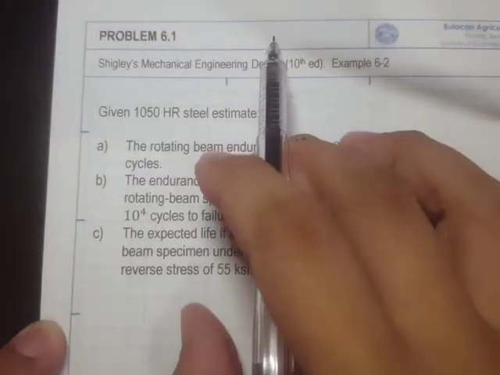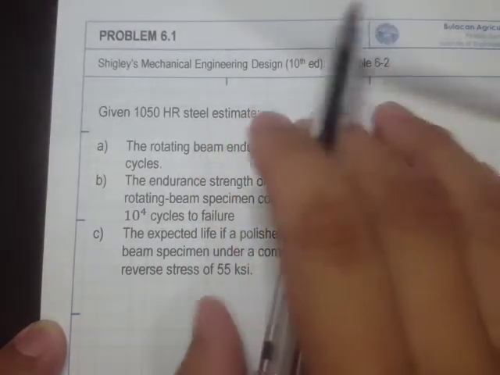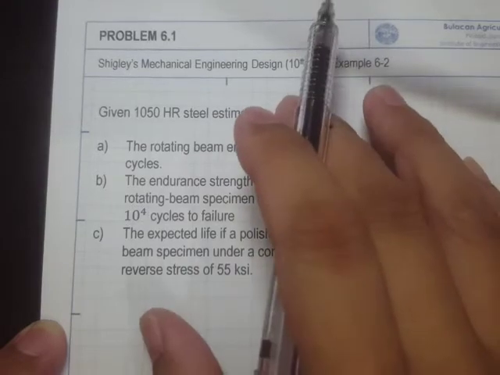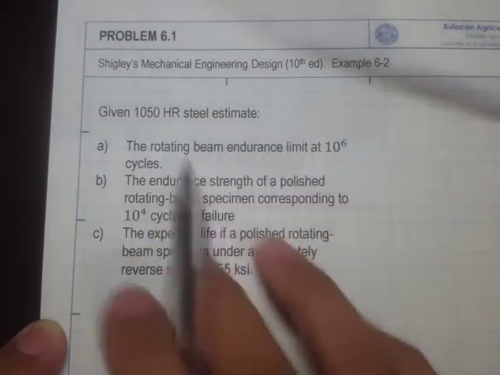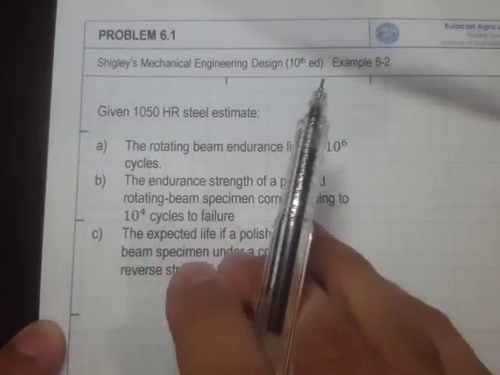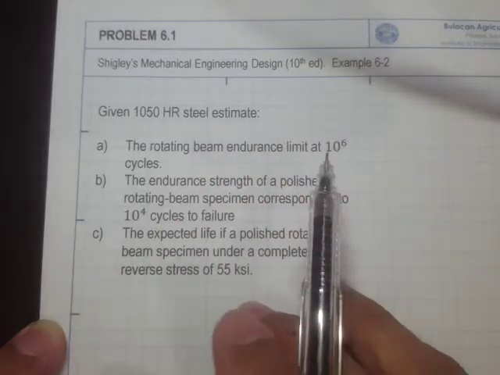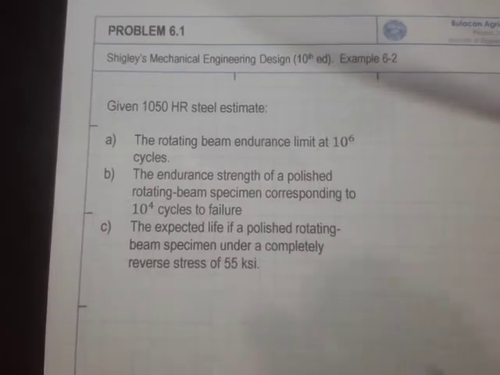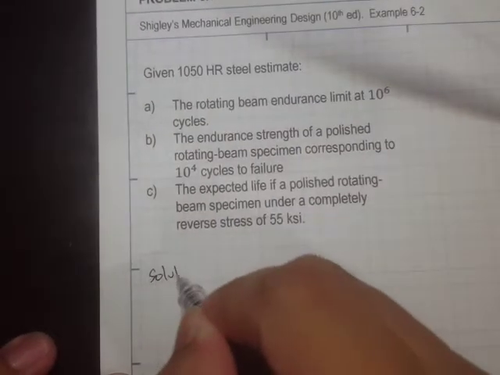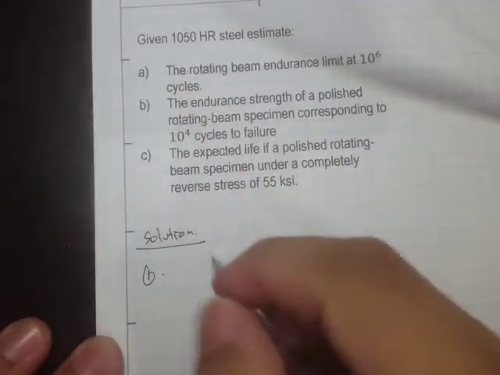Because later on we will compute some deviations, for example changes in the size or changes in the surface finish. Then there are factors to be included in the computations to account for those deviations. All right, so let's solve now. Now for the solution, let's solve for A.